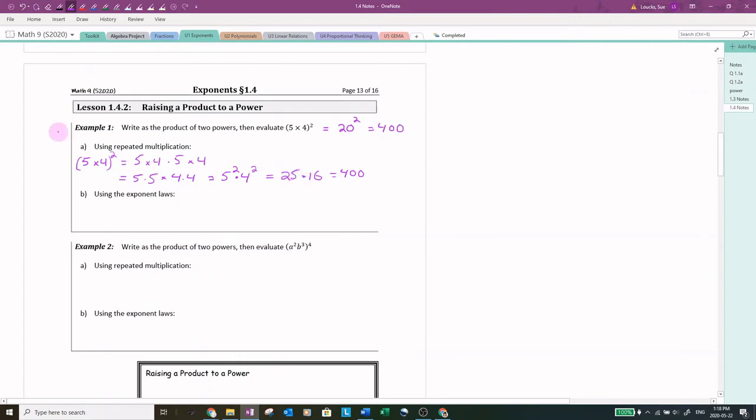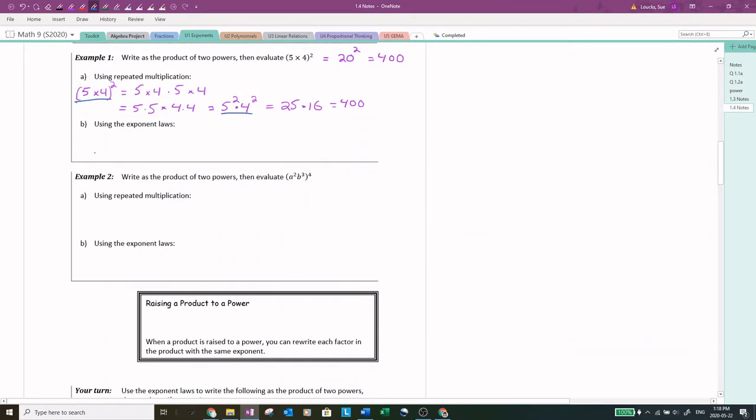All right, but what I want you to see is we moved from 5 times 4 all squared to 5 squared, 4 squared. So the exponent gets applied to both things in there when they're multiplied. So the rule here is that if I have (ab) to the power of m, where a and b represent any numbers, this becomes a to the power of m times b to the power of m.